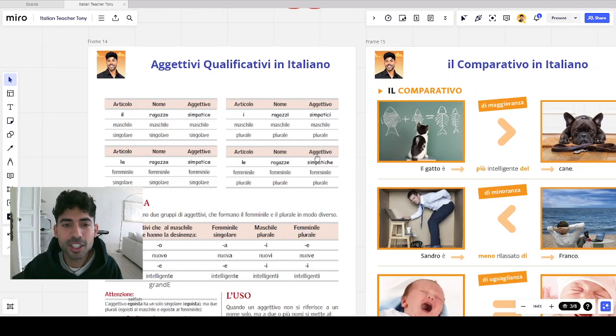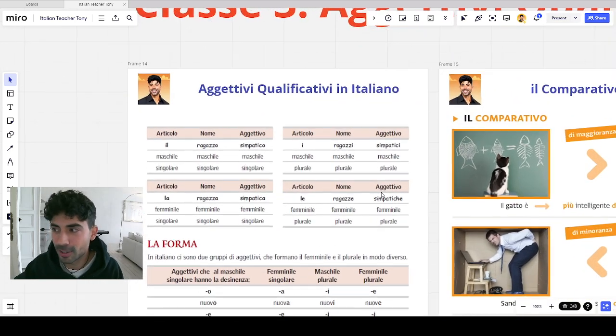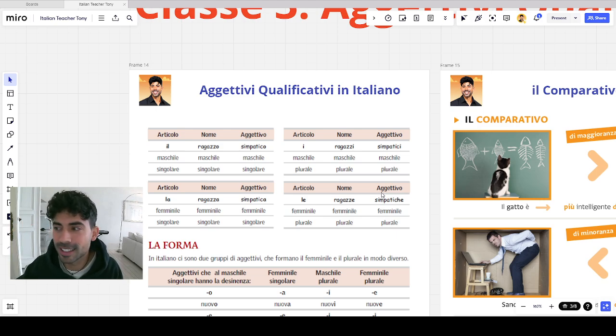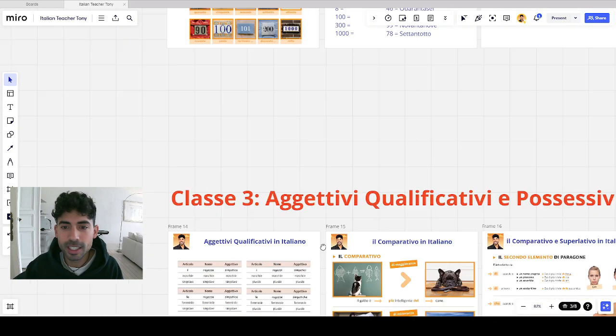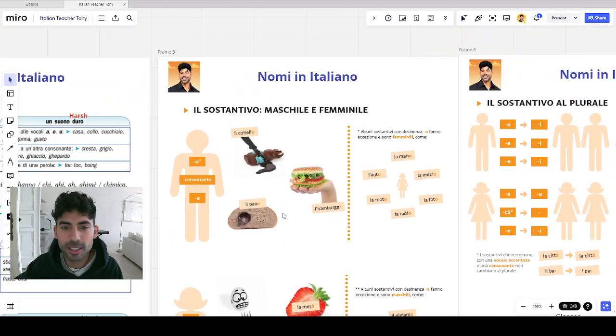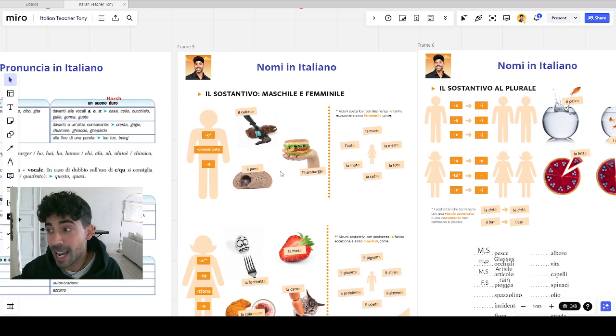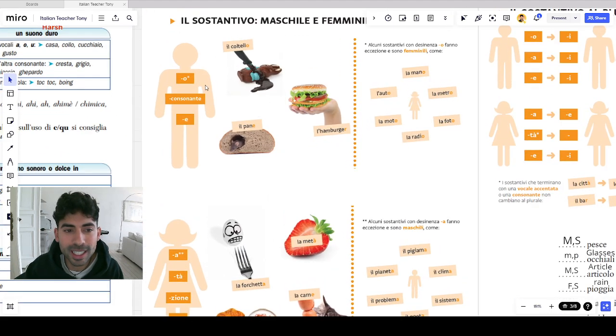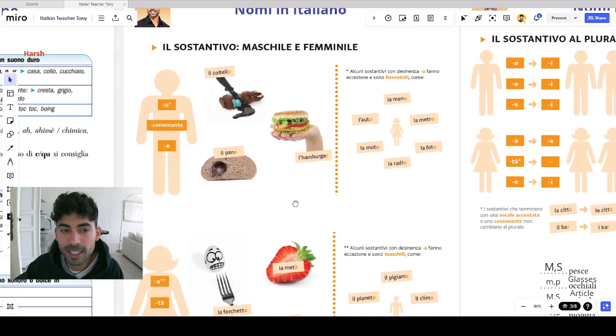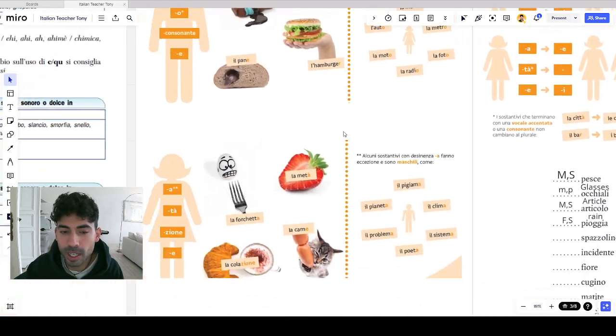Let's have a look. Aggettivi qualificativi in italiano. As you might recall from the previous classes, in Italian, each part of the sentence will have to be conjugated by the number and the gender. Just a very quick reminder, to identify if a noun is masculine, feminine, singular or plural, you will have to look at the ending. This is the ending, masculine, feminine and plural.